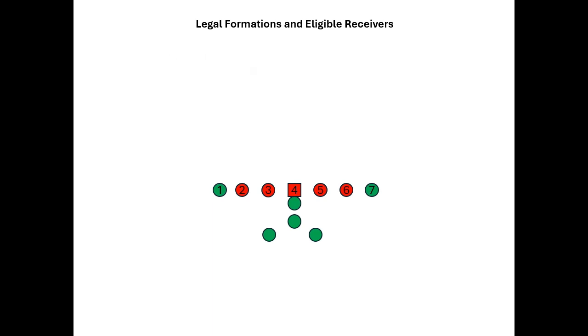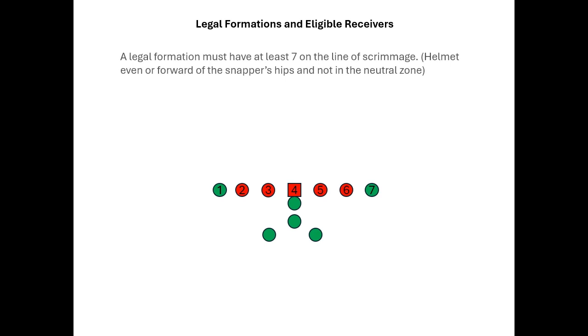I'm here today to talk about legal formations and eligible receivers, which seems to be a bit of a confusing topic in youth football. First things first, legal formation. You have got to have at least 7 men on the line of scrimmage. That's the helmet even or forward of the snapper's hips and not in the neutral zone.